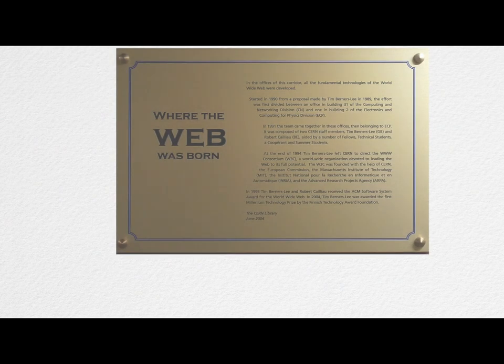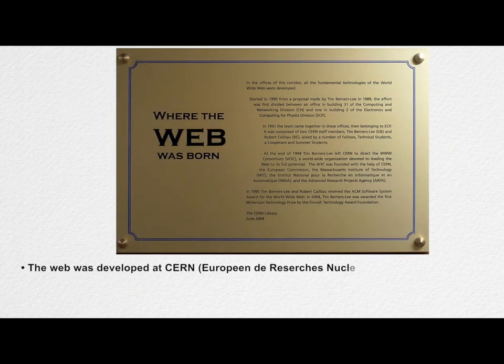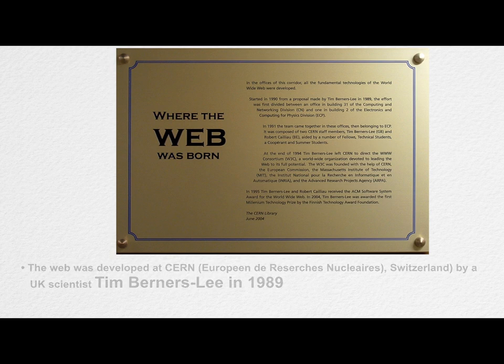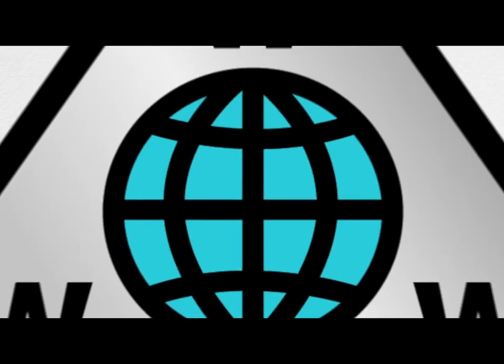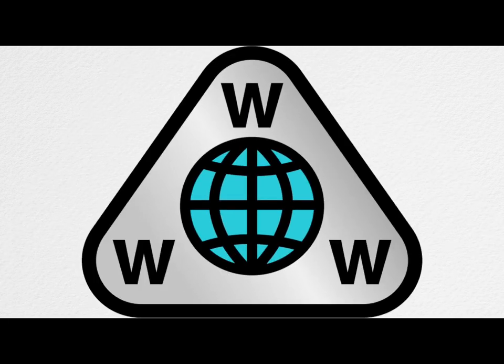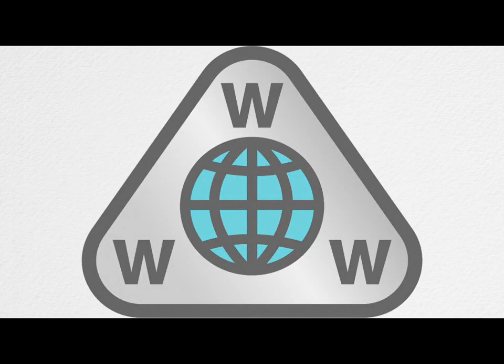The web was developed at CERN by a UK scientist, Tim Berners-Lee, in 1989. It consists of all the public websites and all the devices that access the web content. WWW is an information sharing model which was developed to exchange information over the internet.